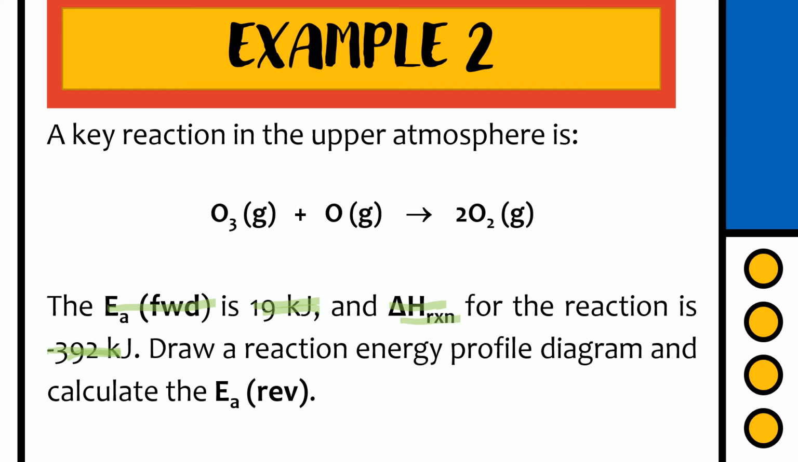So if I can put here, delta H reaction, negative 392 kilojoule. So that's your delta H reaction. Since we have a negative value for the delta H reaction, meaning we have an exothermic reaction, you will be drawing an exothermic energy profile diagram. Okay, so now let's take a look at how to draw.